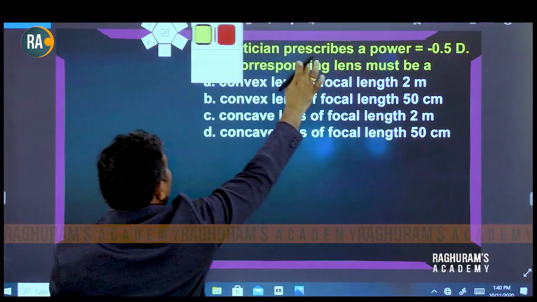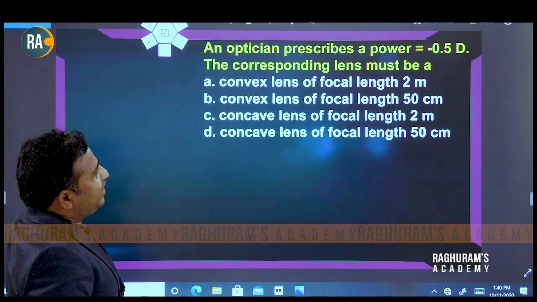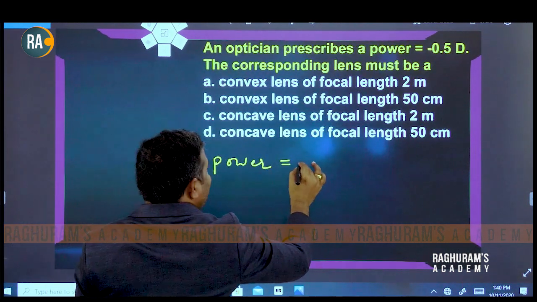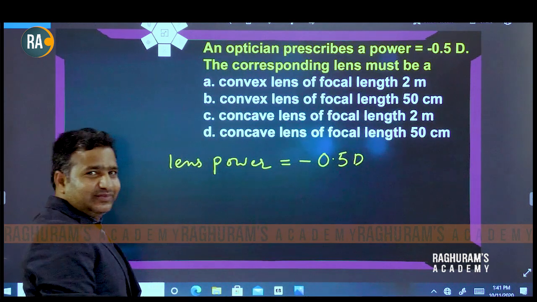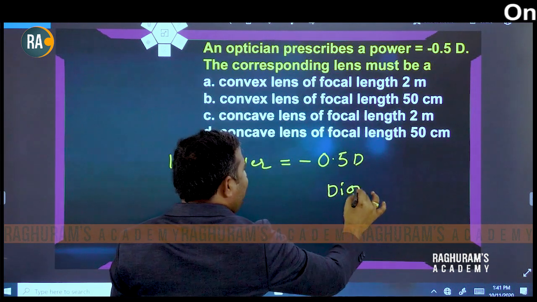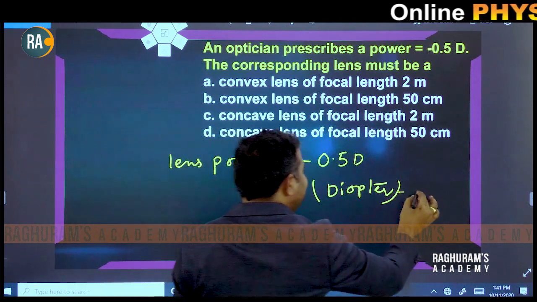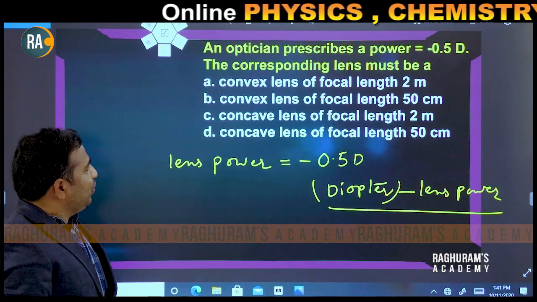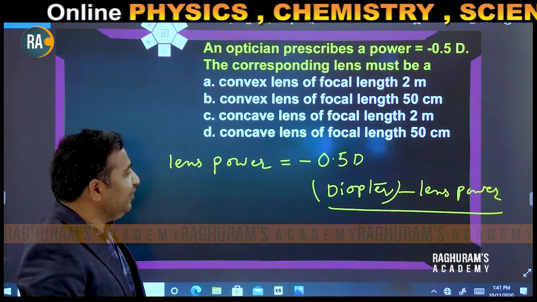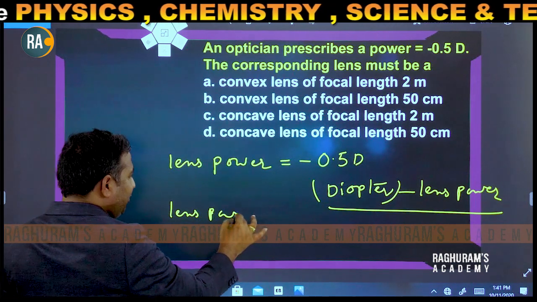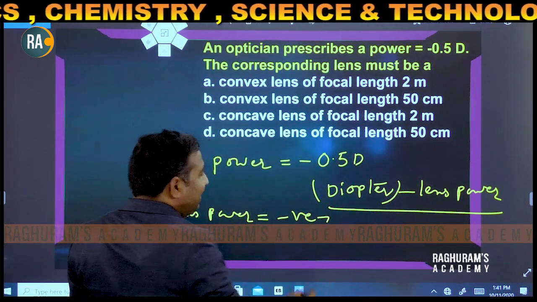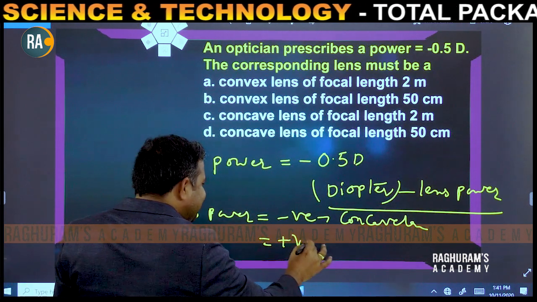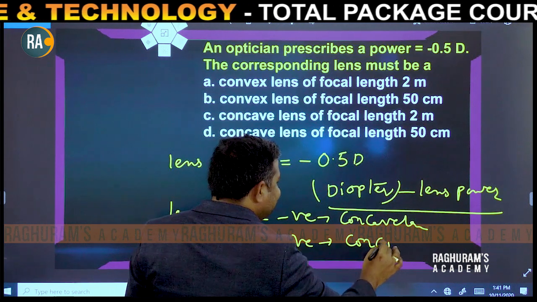You should remember here, the optician prescribes a power. Power is nothing but the lens power. Lens power is minus 0.5 D. D is diopter, the unit of lens power. If the lens power is negative, that lens is a concave lens. If the lens power is positive, that indicates a convex lens.